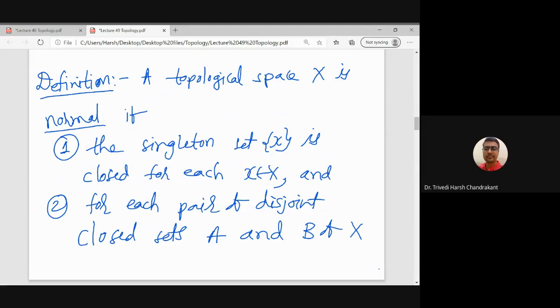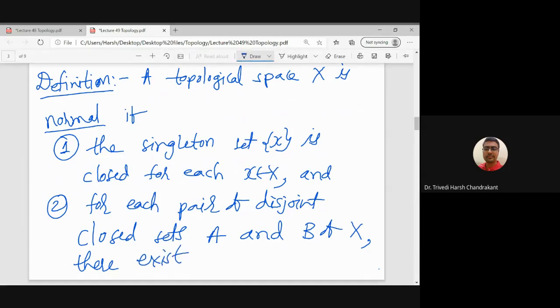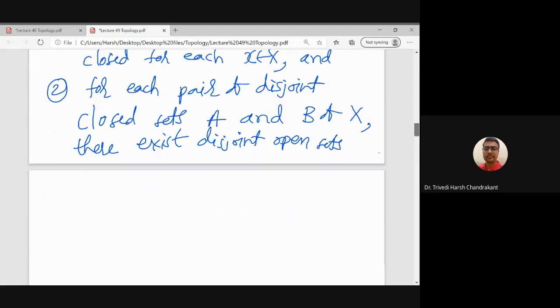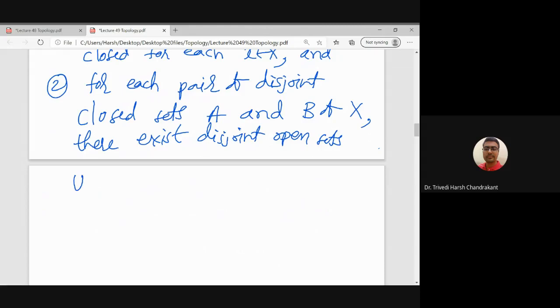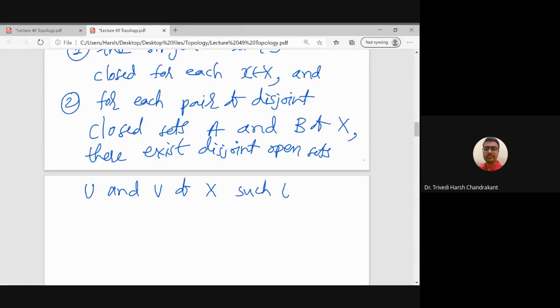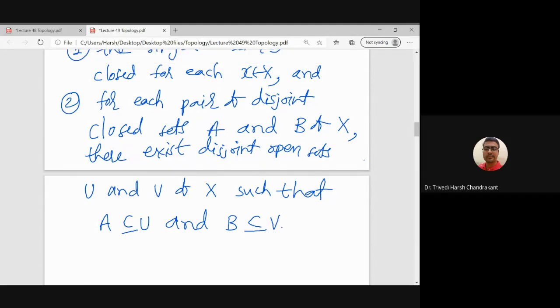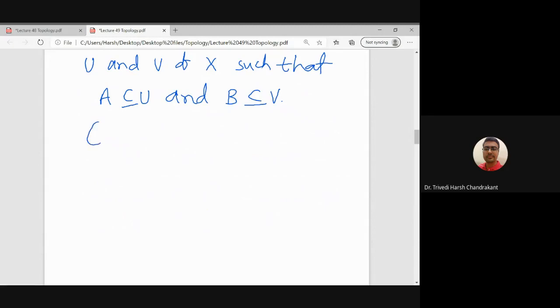So for disjoint closed sets A and B of X, there exist disjoint open sets U and V of X so that the first closed set is contained in U and the second closed set is contained in V. So again in this case also we say U and V separate A and B.